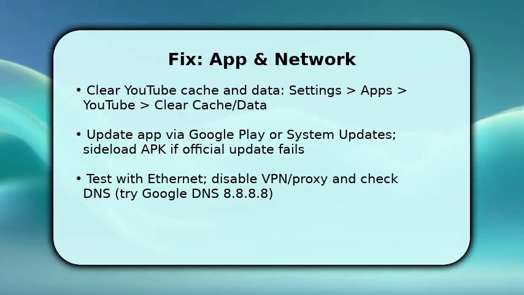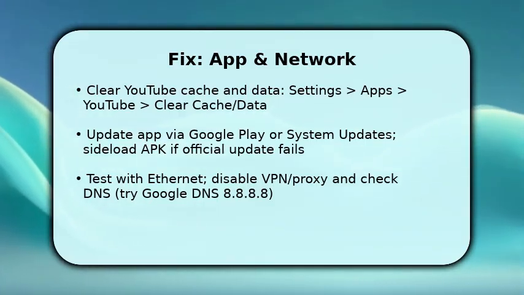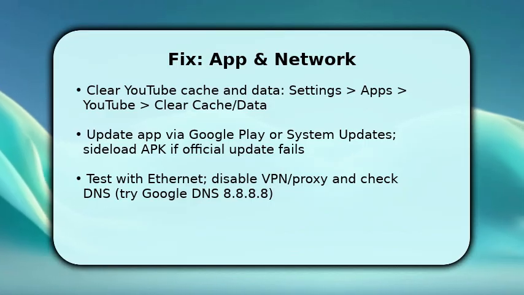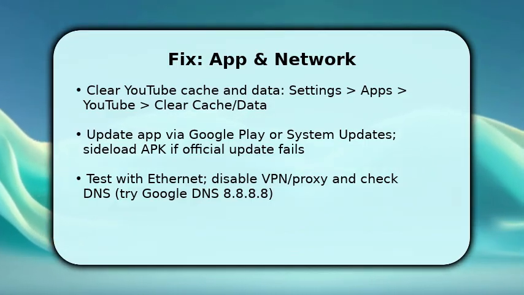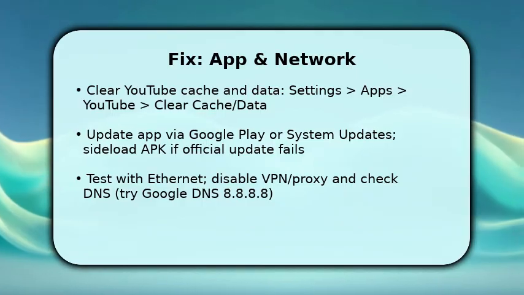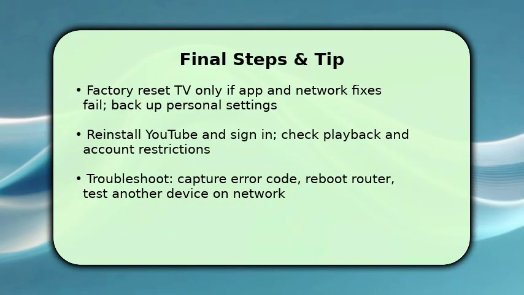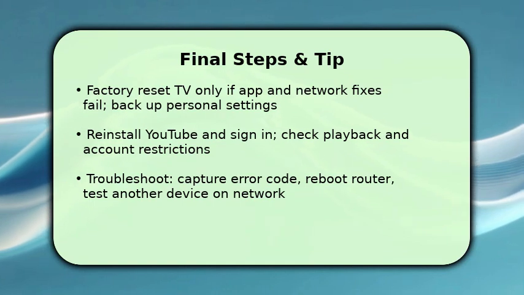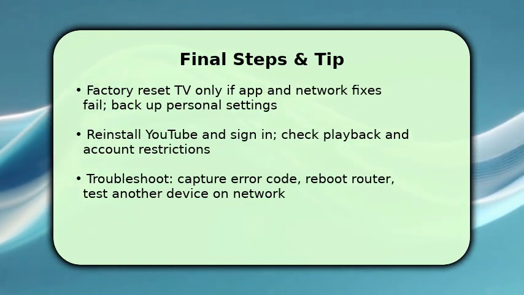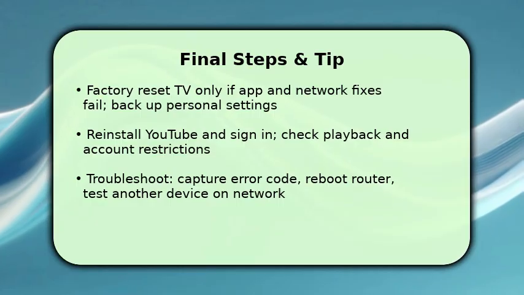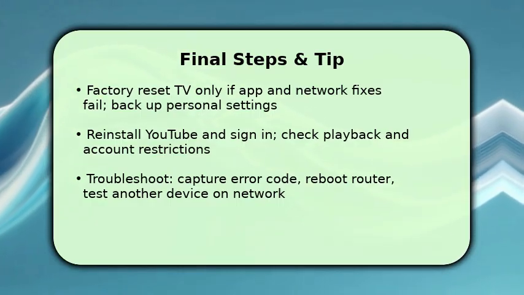Once updated, test network issues by switching to Ethernet, disabling any VPN or proxy, and changing DNS. Finish by restoring a clean state. Only perform a factory reset if app clearing, updates, and network changes did not help, and make sure you back up settings. After reset, reinstall YouTube, sign into your account, and verify playback and any account restrictions.